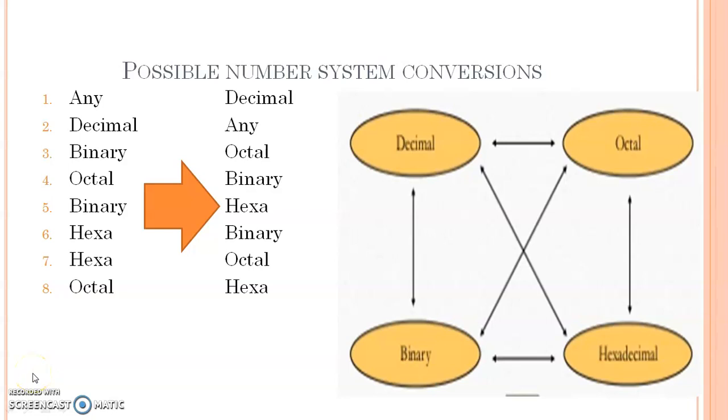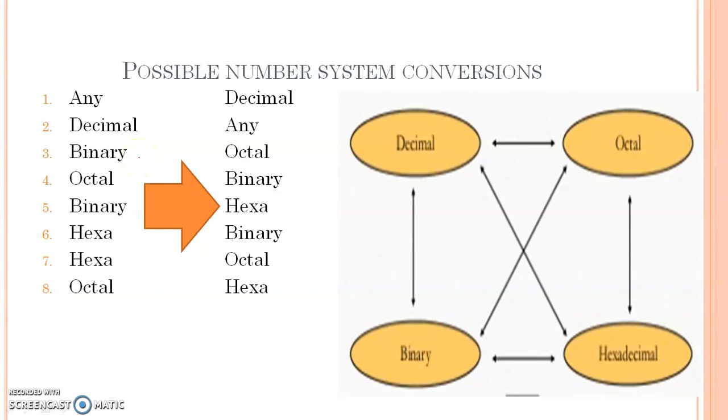Okay, so we have seen various number systems. In this video, we will discuss the possible number system conversions. That is, first we will see how a number in any number system can be converted to the decimal number system. And second, how a decimal number can be converted into any number system.